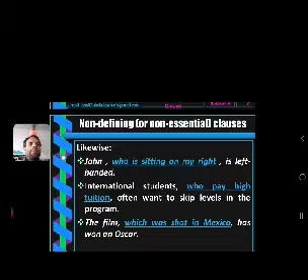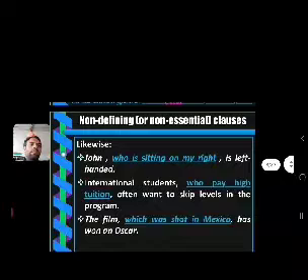Likewise, John, who is sitting on my right, is left-handed. Again, you can see the underlined part, who is sitting on my right, gives extra information only. Simply we can read, John is left-handed. It makes complete sense on its own. But when you add who is sitting on my right, it gives only extra information.